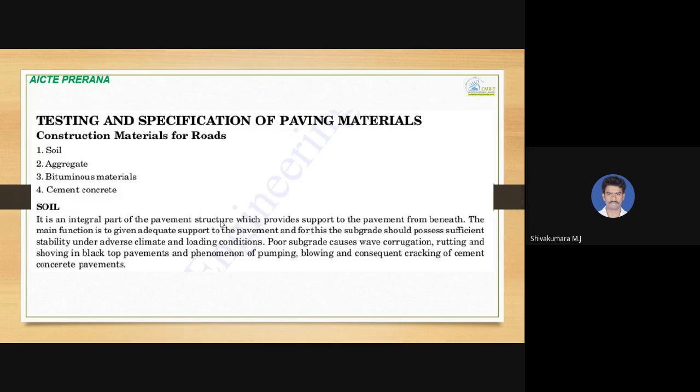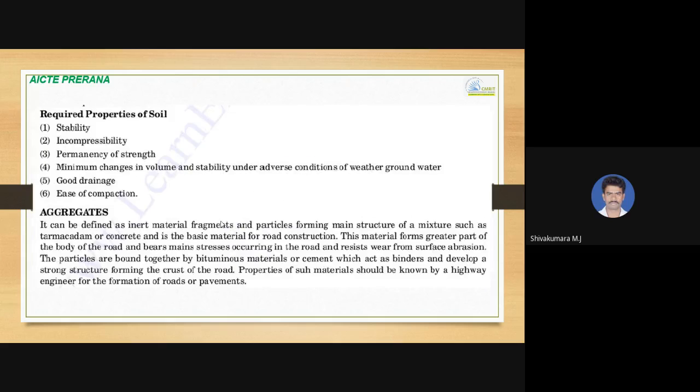So because of all these problems, the soil needs to be stable and incompressible, and it should be of good quality. Some of the desirable properties of soil we expect: it should possess better stability, incompressibility, and permanency of strength, minimum changes in volume, and stability under adverse climatic conditions. It should possess good drainage, and it should be easy to compact the soil properly. These are all some desirable properties of soil.